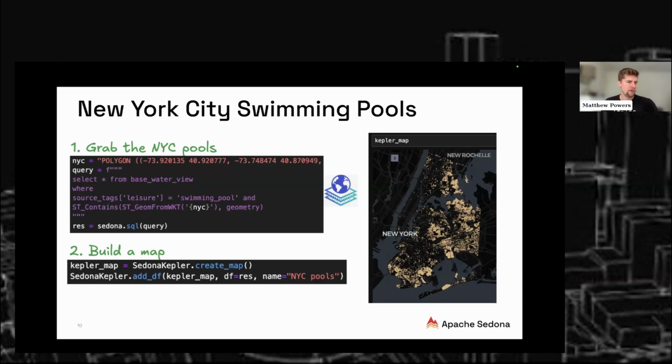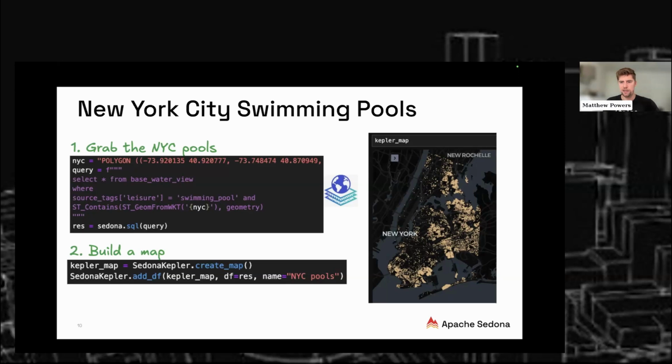And then we're again doing that spatial filtering, just looking for all of the swimming pools in that New York City polygon. In this case, instead of using DEC, we're using Kepler to build this visualization. We have this Sedona Kepler, which is just built in and gives you these visualization tools for free. We instantiate the Sedona Kepler map and just add our data frame with our data. And we can see how many pools there are in New York City.